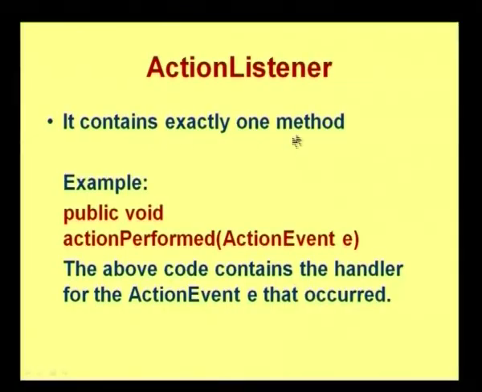As already told, ActionListener contains exactly one method: public void actionPerformed, and here we have ActionEvent being passed as the parameter. The above code contains the handler for the action event E that occurred. From this action event, as we saw in the previous session, we can get the source and we can get the action command. Similarly, for each and every event we have a few methods through which you can access the properties of the event that has been raised.